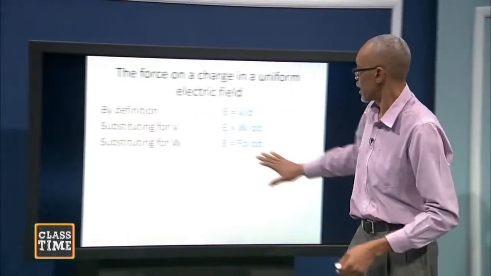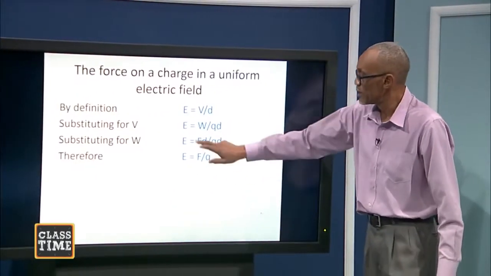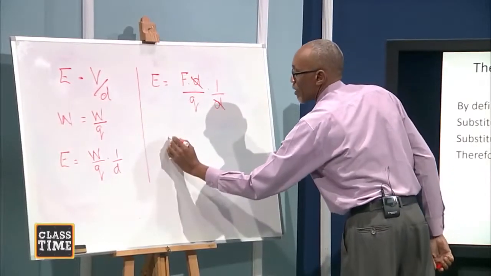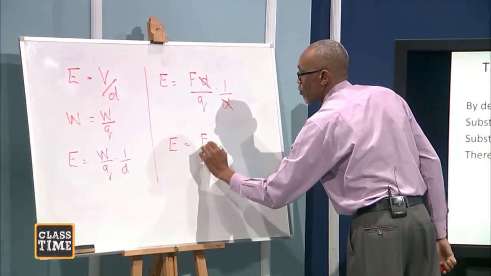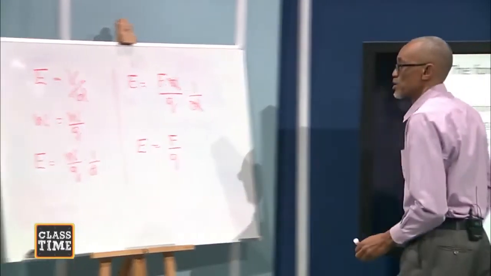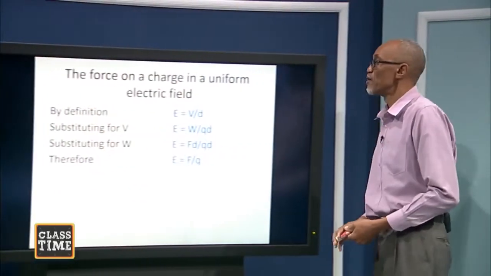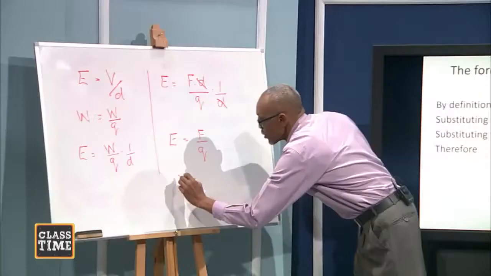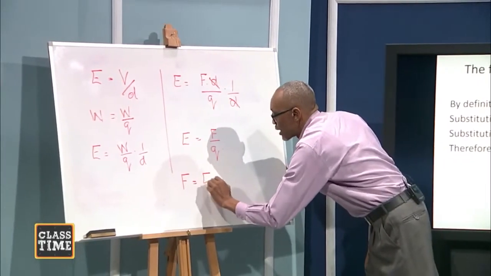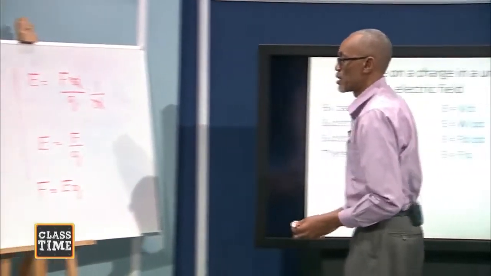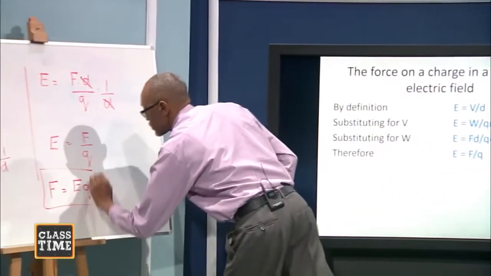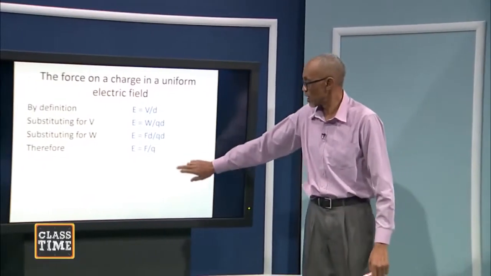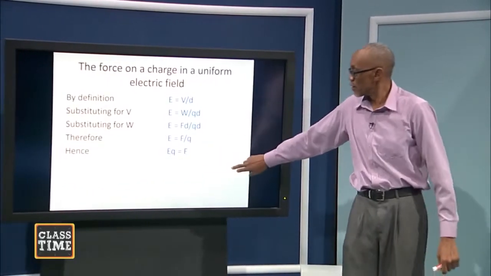So work done is force times distance, and so the d's will cancel each other, and so we will have electric field is equal to force per unit charge. So the force on a charge would be equal to electric field times charge. And so this is our result here. We have electric field is equal to force per charge, right? So hence, that is true.